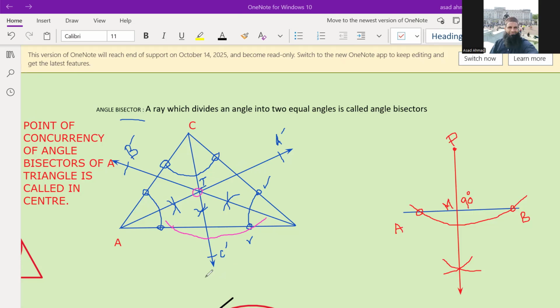For better accuracy I will first draw, then I will show how the intersecting arcs are done. I have to draw one perpendicular basically from point I to side AB.